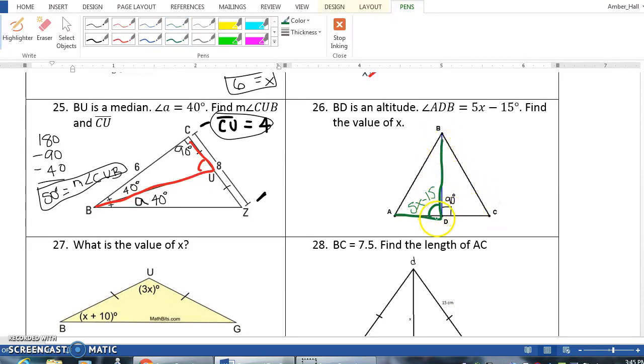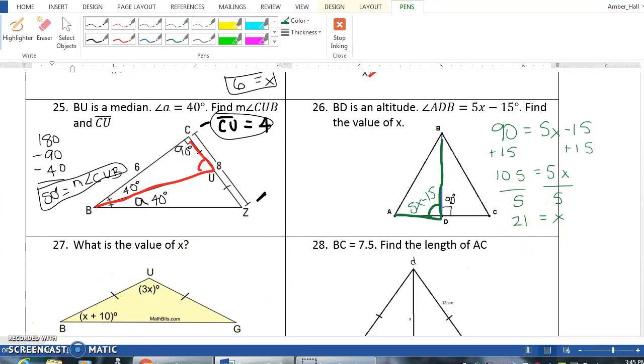Well, BD is an altitude, therefore we know that this corner is 90 degrees, just like this corner, and we can say that 90 equals 5x minus 15. And now we solve for x. Add 15 to both sides. 105 equals 5x. Divide both sides by 5. And x equals 21.